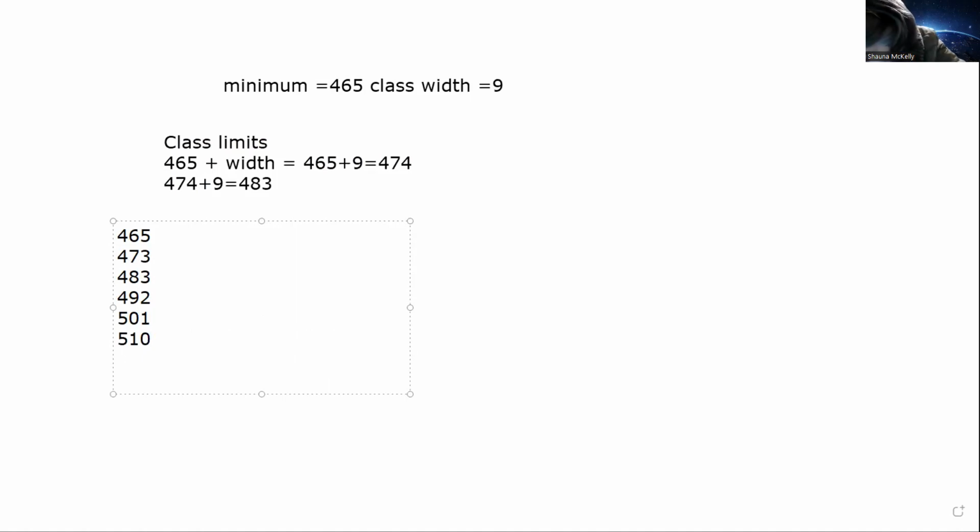Now, the other question that somebody had is about the upper limits. Here I'm going to take 1 off the successive lower limit to get the upper limit. So this would be 472. Remember, these limits do not overlap. So these should have a space, and they do. This is 482. This is 491.